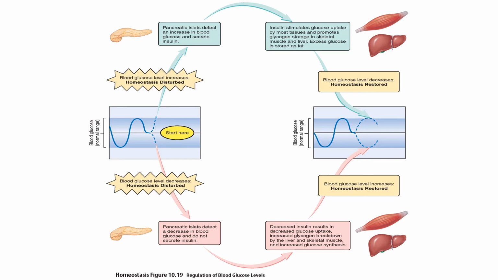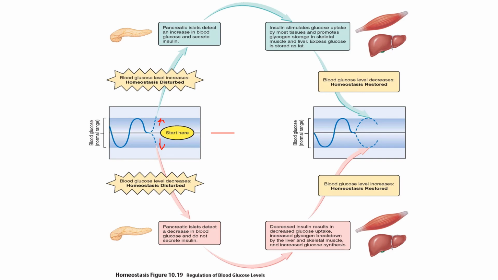So, again, para intindihin natin siya, of course, you have here the start. Of course, this one would be the normal blood glucose range. So, when you go up or when you go down, okay, there's always a homeostatic disturbance. So when your blood glucose is disturbed, of course, the stimulus is from the pancreas. So your pancreatic islets detect an increase in blood glucose and secretes insulin.